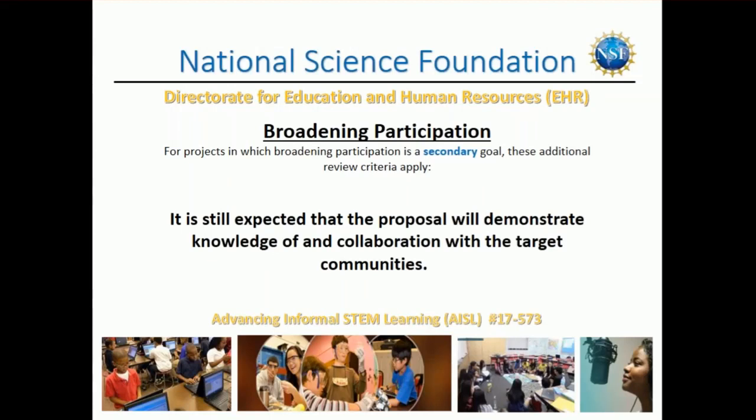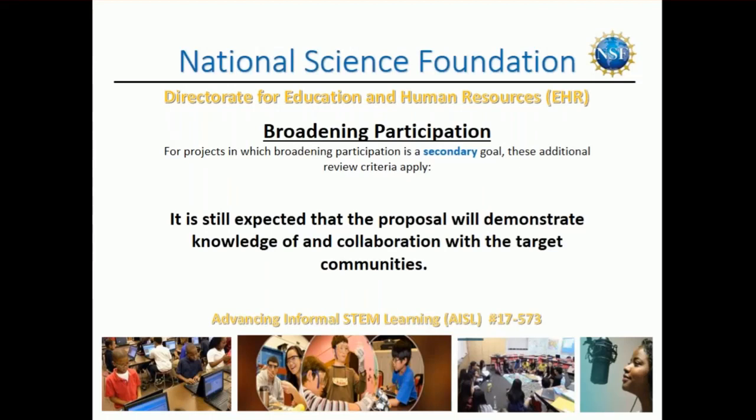Now, this being said, that was really for a primary goal of broadening participation. But sometimes we get proposals that say their target audience includes middle school students, and some of those students may be visually impaired. And then the proposal proceeds as if the visually impaired students weren't mentioned. And maybe that's not the goal. Maybe the goal is middle school students who have all their visual capacities.